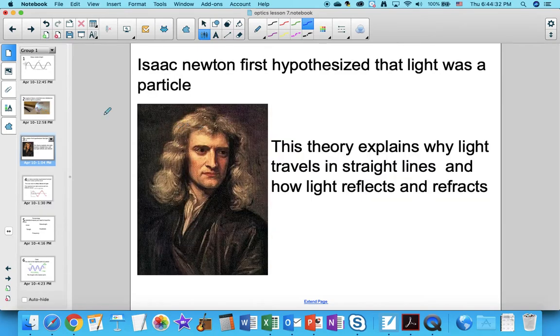Isaac Newton was the first one to hypothesize that light was a particle. This theory explained why light traveled in straight lines, right? This is why we draw ray diagrams using straight lines, because light travels in straight lines. And it also explained how light reflected and how light refracted. Light reflected because the particles of light would bounce off. Light refracted because the speed of the particles changed. But one thing it didn't explain was how light could be made of different colors.